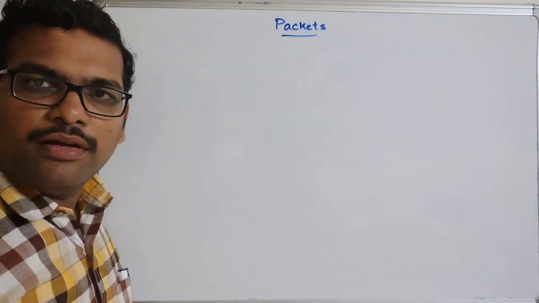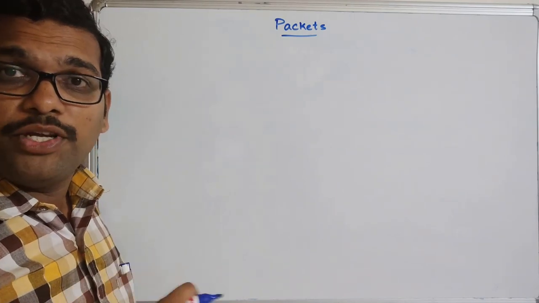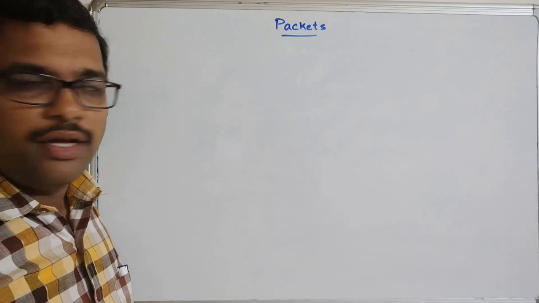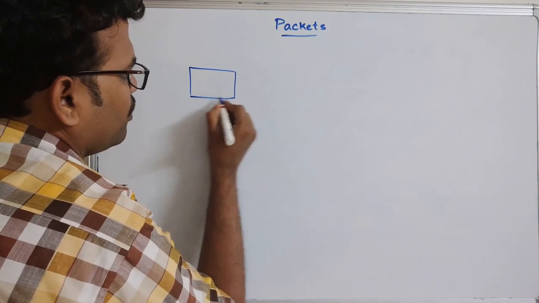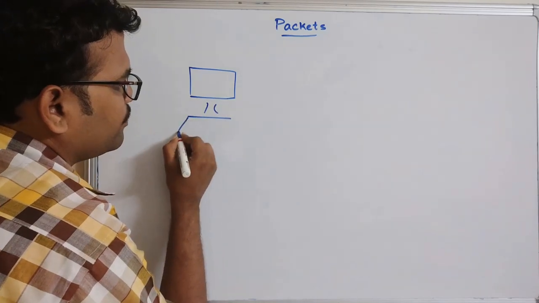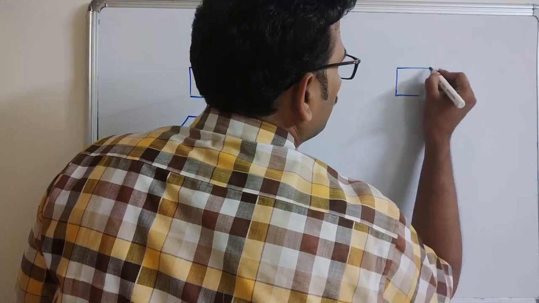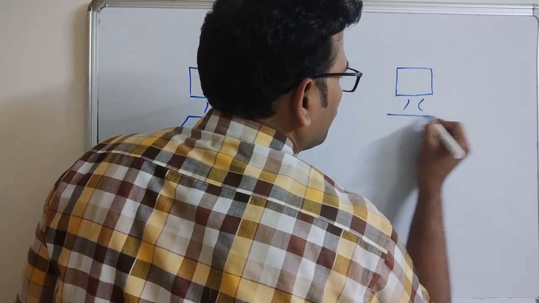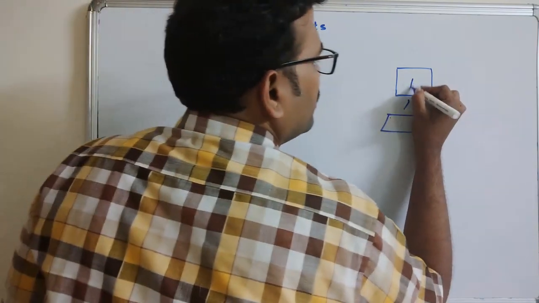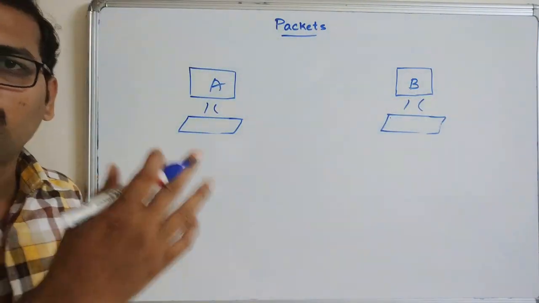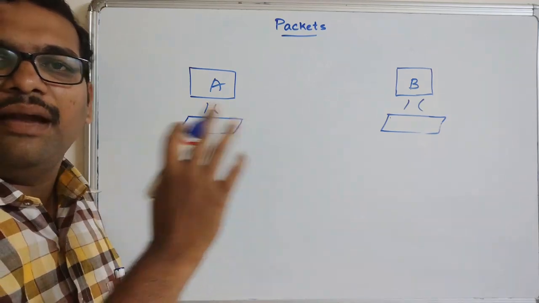Packets are a very important concept in networking, right? And this will also be used in ethical hacking. So if you consider two systems which are connected in a network, this is one system and this is another system. Let's call them system A and system B. There are two different systems and we are supposed to exchange data between A and B.